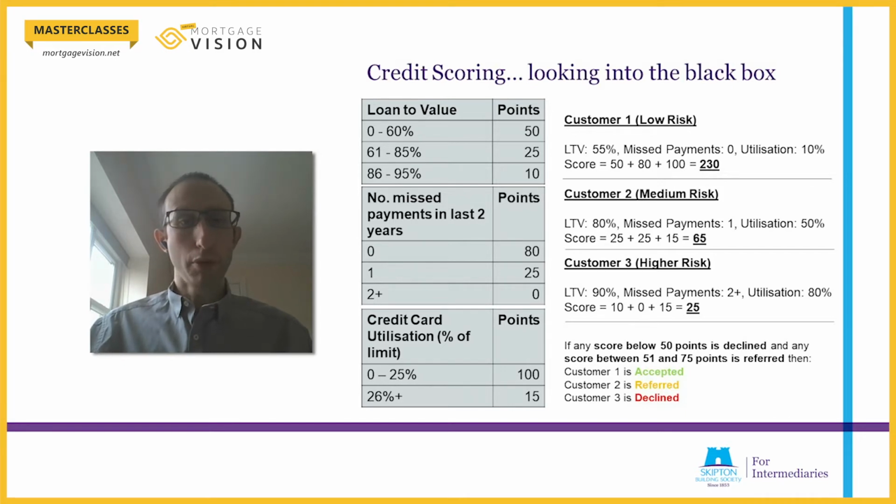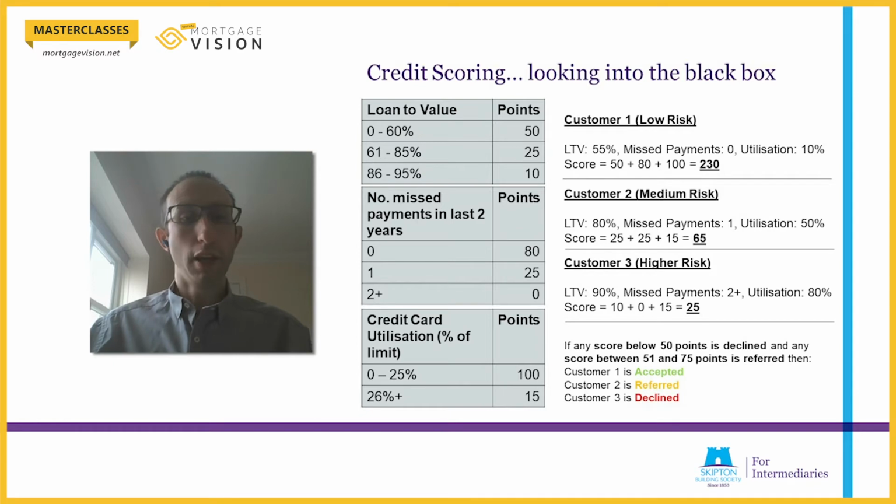This particular example is built up of 3 variables: loan to value, number of missed payments in the last 2 years, and credit card utilisation, which is the percentage of a limit. So for example, imagine you had a credit card limit of £10,000 and you had an outstanding balance of £1,000, that would be credit card utilisation of 10%. Also in this example, I've got 3 customers I'm going to put through this dummy scorecard to show you how it works.